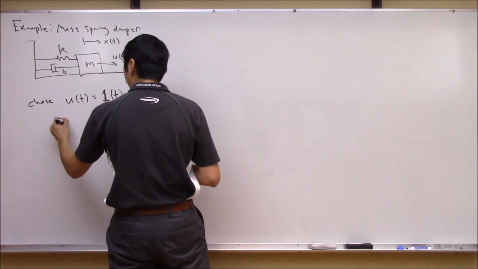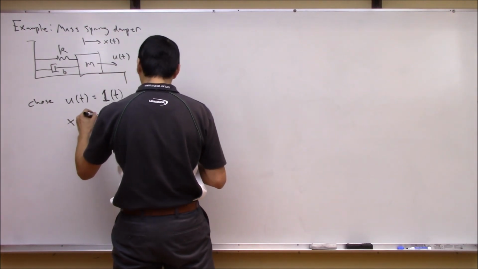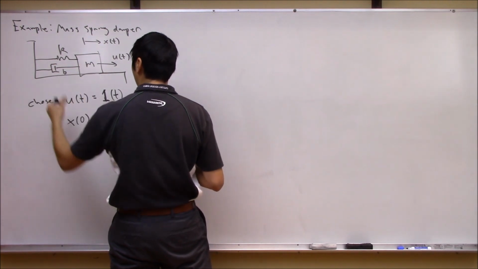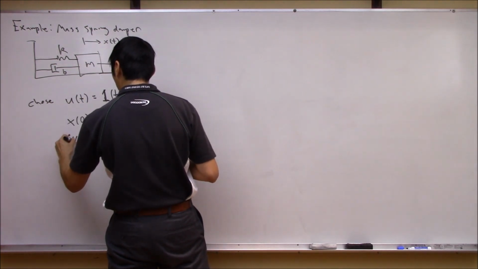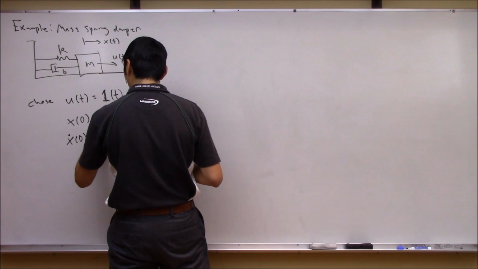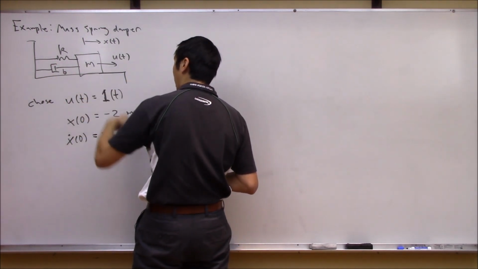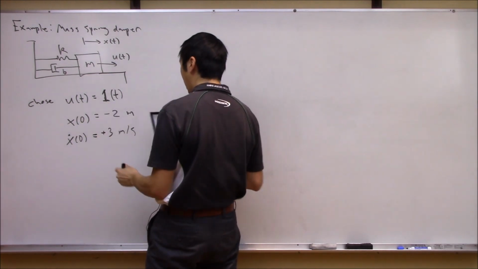And I think we also put initial conditions on this block. So x(0), the initial position, was -2 meters. So it started over here on the left, and x dot at time 0 was +3 meters per second. So it started over here on the left, but it was traveling to the right at 3 meters a second. So here was the setup of the problem.